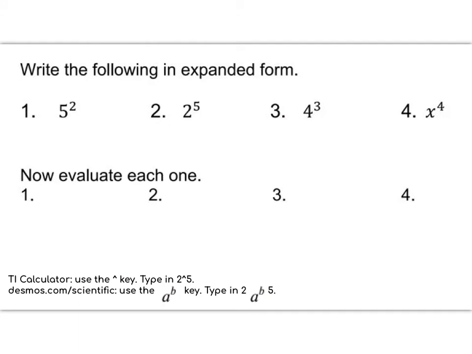Okay, so the next part says to take these and write them in expanded form. That just means to write them as repeated multiplication. So 5 squared is 5 times 5, 5 multiplied times itself twice. 2 to the 5th means 2 times 2 times 2 times 2 times 2. That's 2 times itself 5 times. 4 to the third is 4 times 4 times 4. And then x to the fourth is x times itself 4 times. Okay, so writing in expanded form is just writing it out times itself that many times.